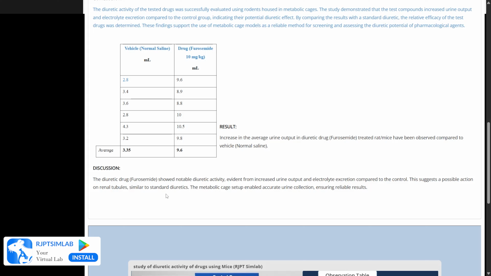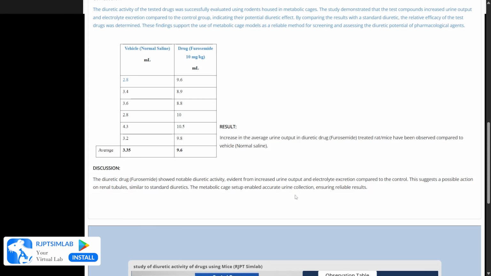The above lines say that the diuretic drug which we have used, furosemide, has shown noticeable diuretic activity, which means we can compare it with the other group. And we have noted it by watching it physically. And it has shown an increased urine output and electrolyte excretion compared to the control group. And this suggests a possible action on renal tubules similar to standard diuretics. And for this experiment, the metabolic cages have helped us very efficiently for collection of the urine output and have ensured reliable results.